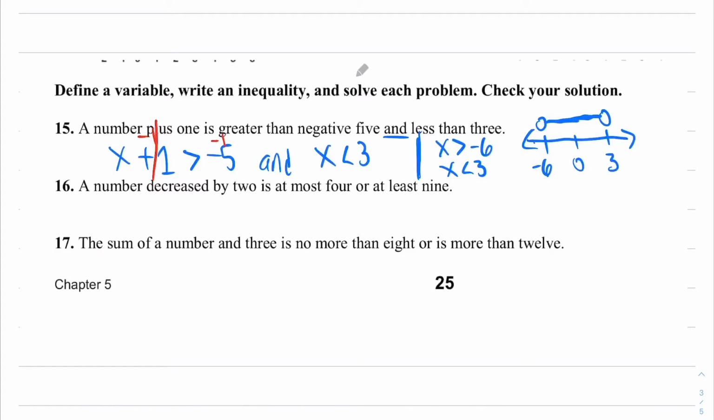Let's do these last ones. A number decreased by 2 is at most 4. So if it can be at most, that means it could be 4, or it could be smaller than 4. X can also be at least 9. At least 9 means it could be 9.